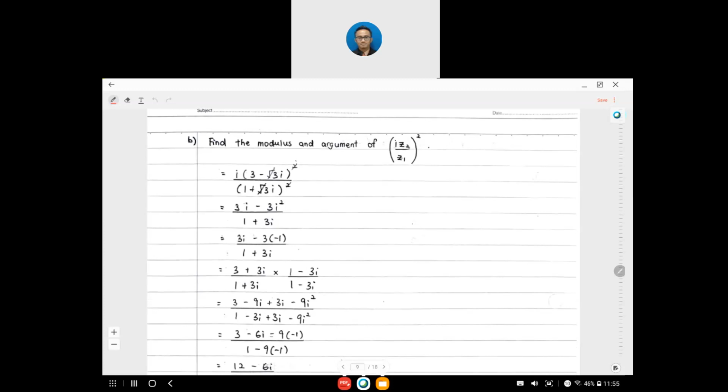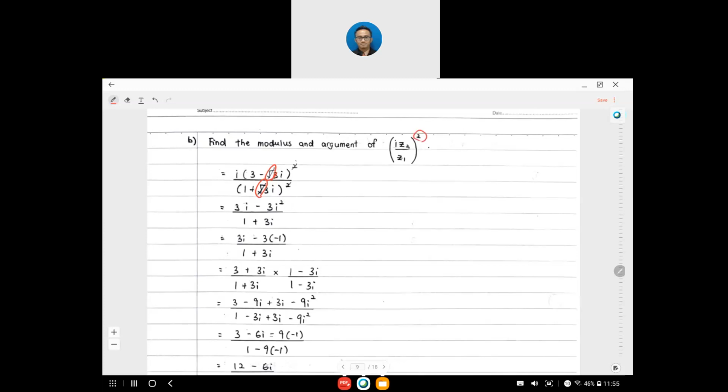How do you simplify this one? Square root, can't do that. Okay. What does it ask in the question? Find the modulus and argument. Okay, solve the one inside first. Solve the inside first. Ignore the power of 2 for now.